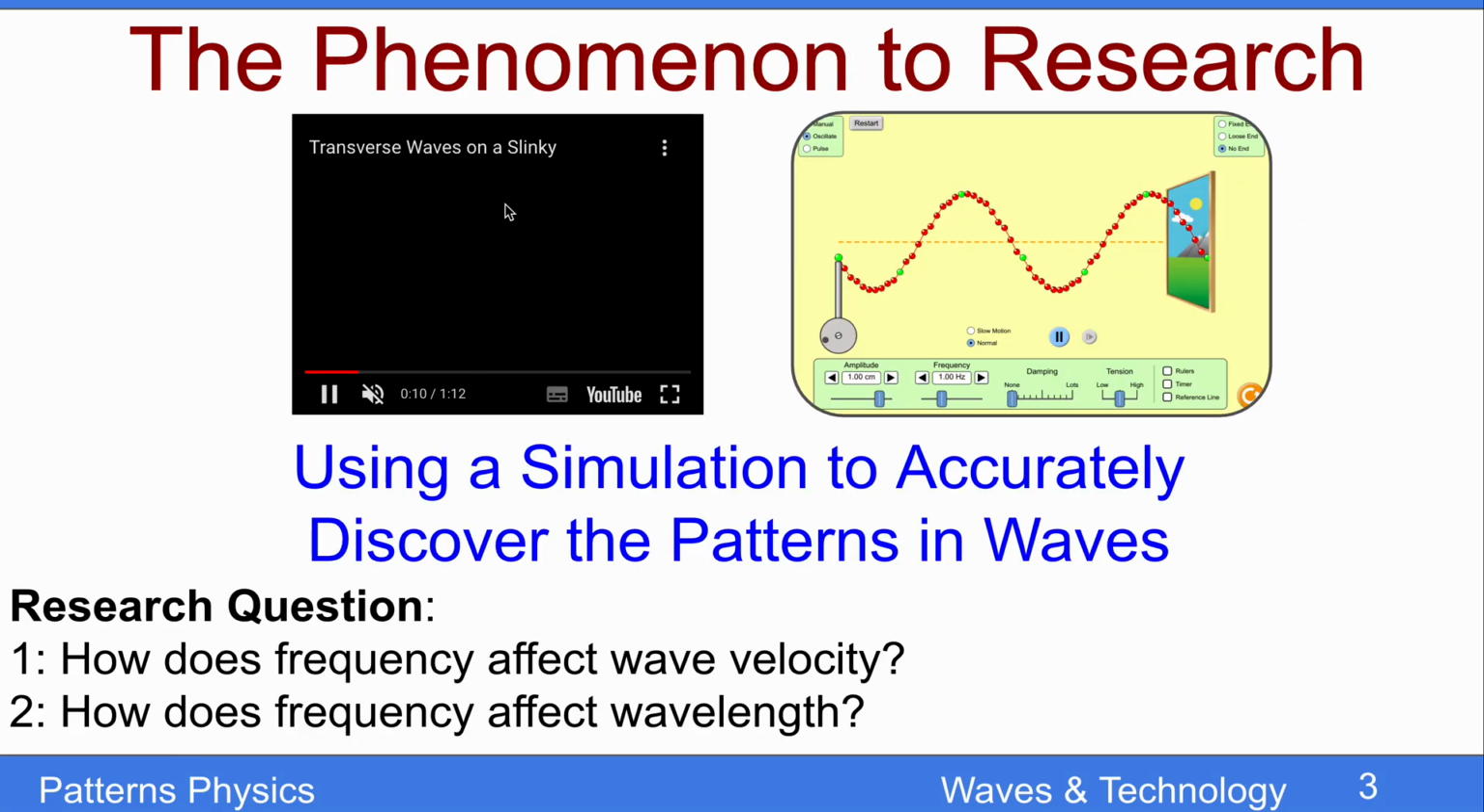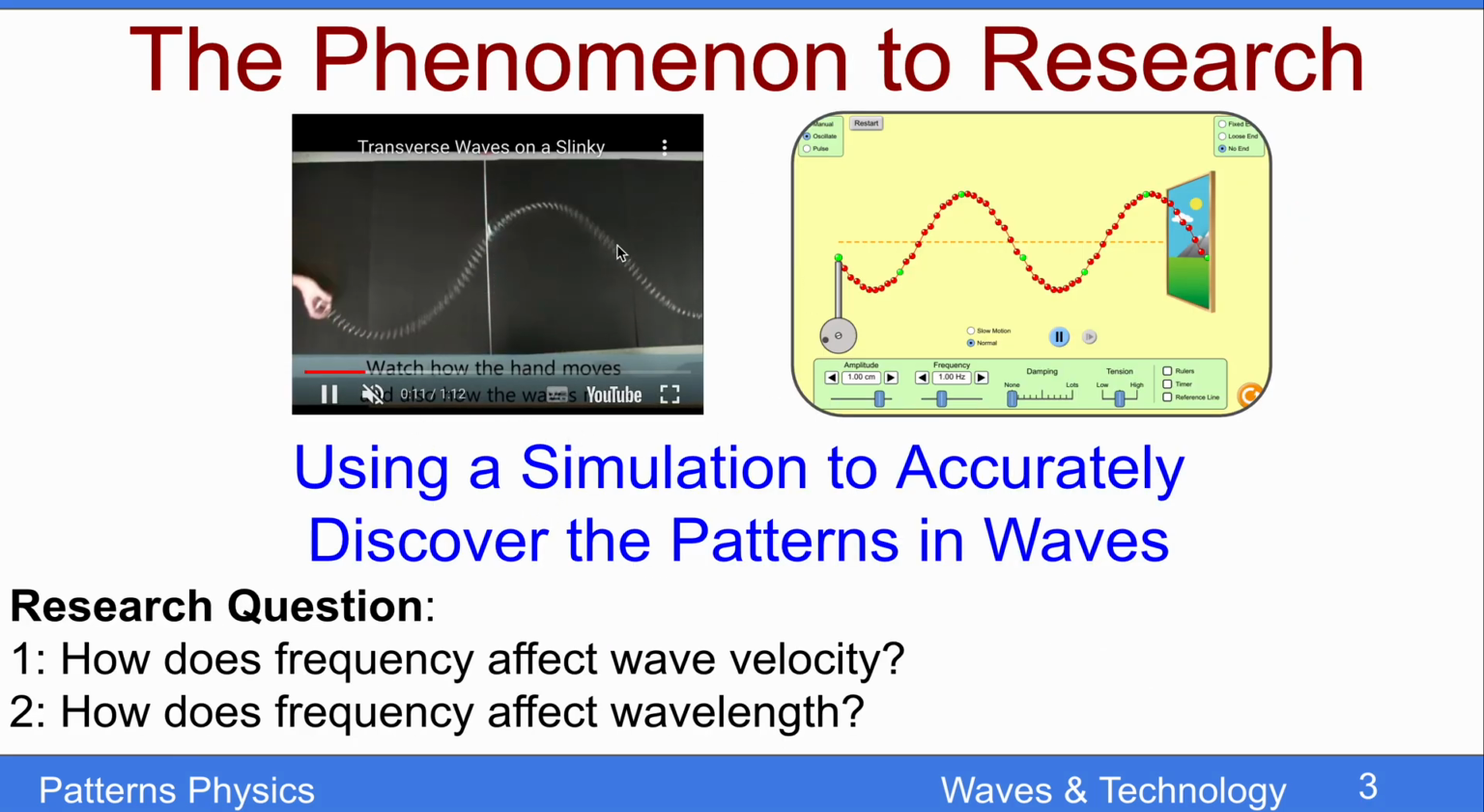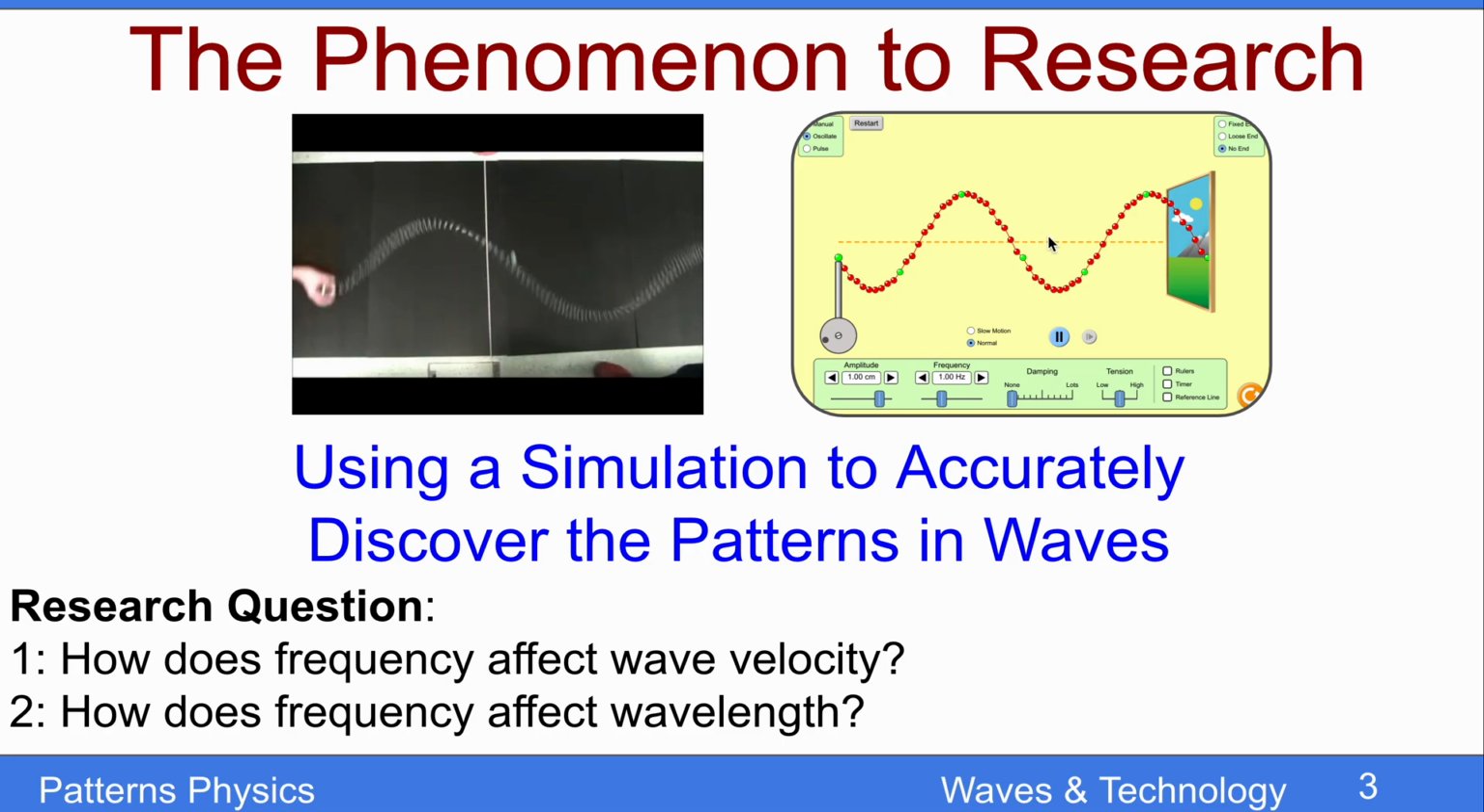To do this, we're going to explore a simulation on the right. While Slinkies are good models of waves, to get this more accurately, we'll use that simulation. We're going to look at two research questions. How does frequency affect wavelength? And how does frequency affect wave velocity?